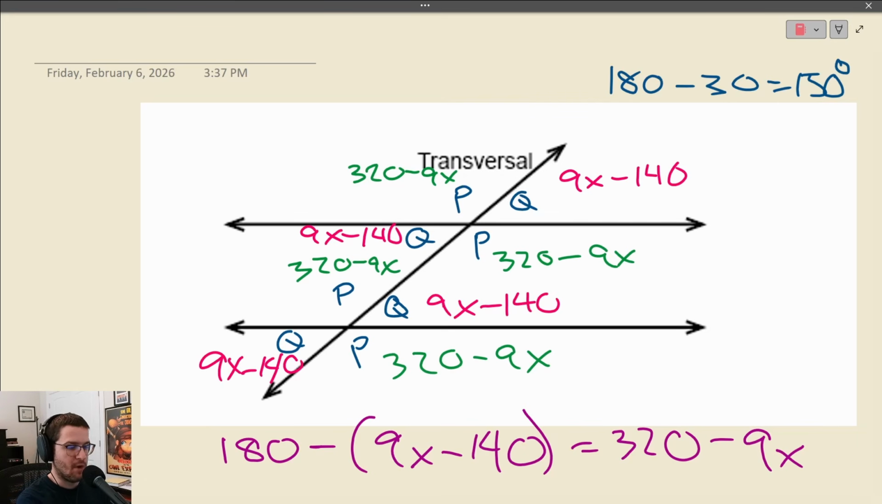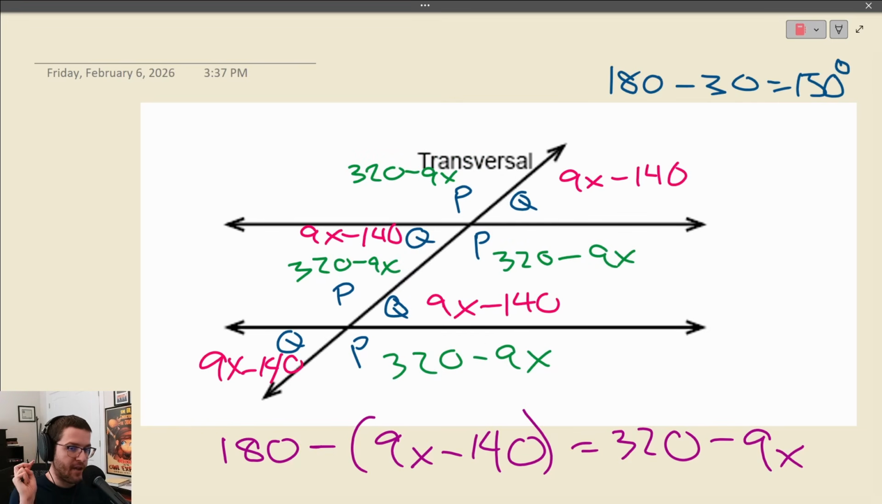Okay, so 180, we got a negative sign times negative 140. That becomes a plus 140. 180 plus 140 is 320. And then the negative sign times the 9x is negative 9x. So it just gives us 320 minus 9x. And you'll notice I just put that in the picture everywhere for angle P. So we're basically good to go.